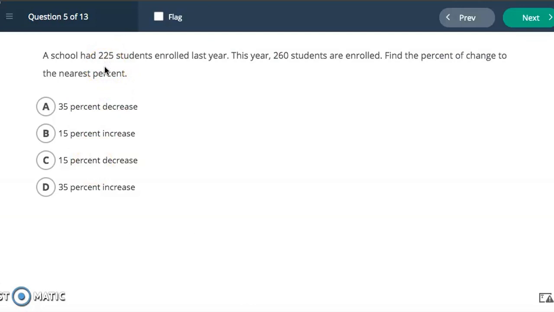225 students enrolled last year. This year there are 260 students. Is that an increase or a decrease? Going from 225 to 260 would mean that the number of students you have has increased. So I've helped you out right here. It's going to be either this one, increase, or this one. You need to find the percent.